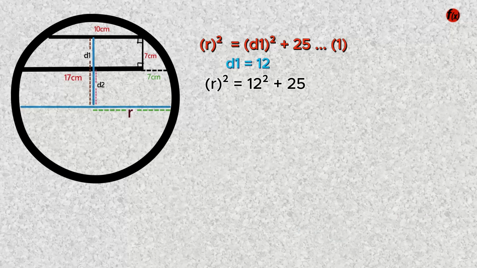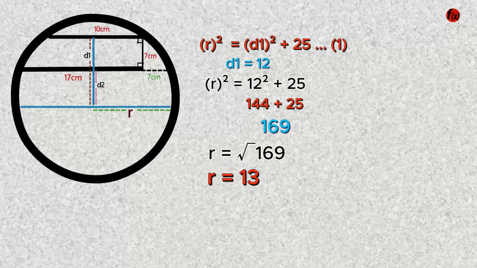r squared equals 12 squared plus 25, equals 144 plus 25, equals 169. r equals the square root of 169, which equals 13. Thus, the radius of the circle is 13 centimeters.